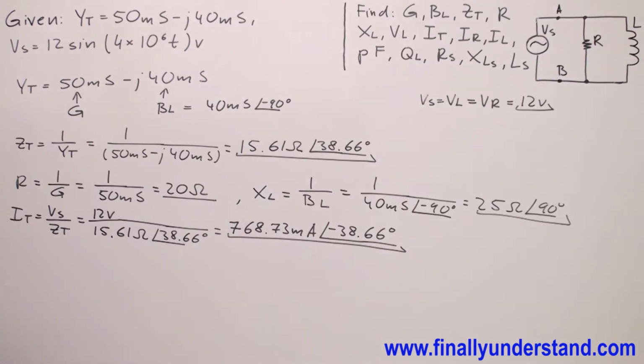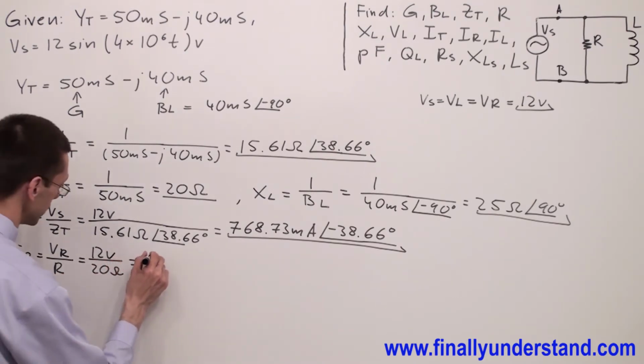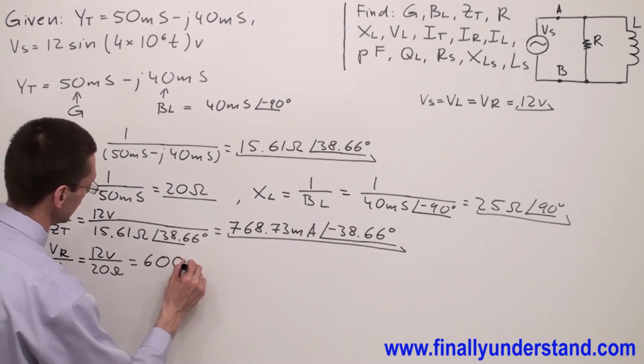Next, I'm supposed to find the current which goes through the resistor. Okay, so we have IR is equal to voltage source, but keep in mind that voltage source is equal to the voltage across the resistor. So I'm supposed to write also VR. You can write VS or VR, it doesn't matter because both of them have exactly the same value. So VR over resistance is equal to 12 volts over the resistance, which is equal to 20 ohms, will give me 600 milliamps.